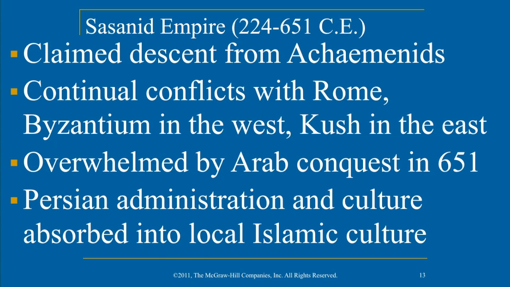They were eventually overwhelmed by Arab conquest in 651 as part of the ever-growing Islamic empires that were starting to rise up. We'll talk about Muhammad a little later and his revelation that would eventually be known as Islam. The Persian administration and culture is absorbed into local Islamic culture. The Islamic culture that eventually dominated the Sassanid Empire would use a lot of the trade networks, a lot of the city centers, and a lot of the different places within the Sassanid Empire as parts of their empire that were full of science and art and architecture and literature, things that many people were looking for as Islam was growing and becoming a cultural force.